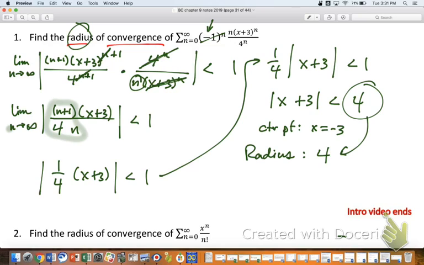Later on, we will look at how to find the interval of convergence, and that might give you a little better explanation as to why that's the radius. But for now, we're just going to identify that as being the radius of convergence for this particular power series.